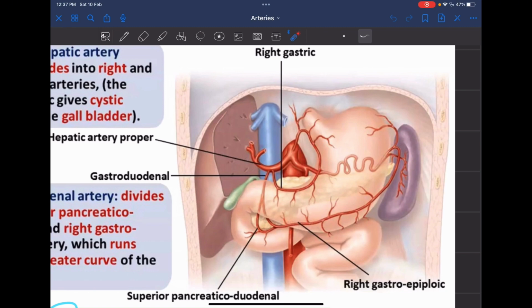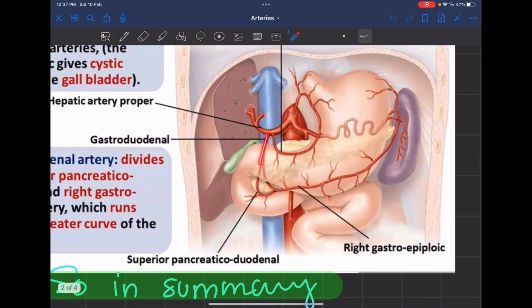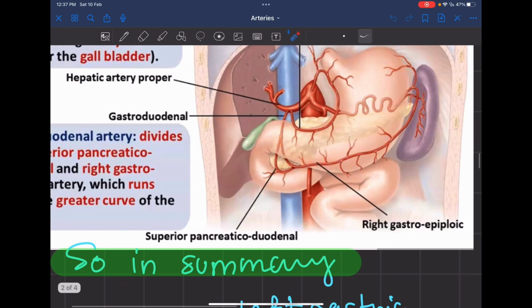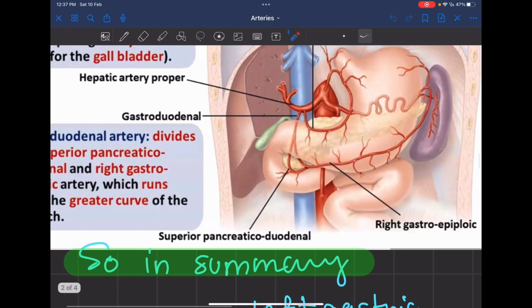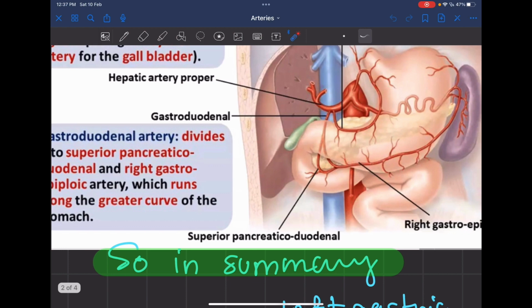The second branch that we need to consider is the gastroduodenal artery. And as you can see here, as it descends downwards, it's giving off two important branches, one of which is the right gastroepiploic artery, which I just mentioned. It will also anastomose with the left gastroepiploic that came out of the splenic artery, anastomosing on the greater curvature of the stomach. And the second branch the gastroduodenal artery gives is the superior pancreaticoduodenal artery, and from the name you can guess that it gives supply to the pancreas and the duodenum.